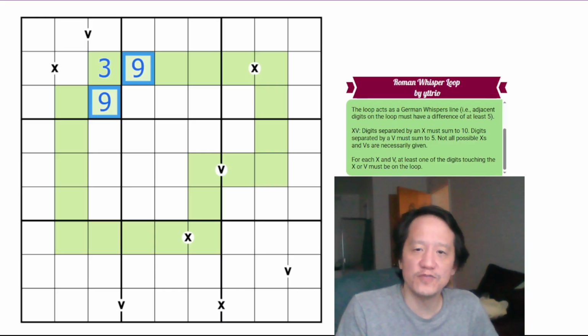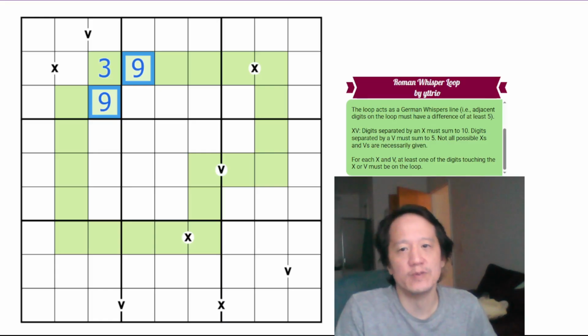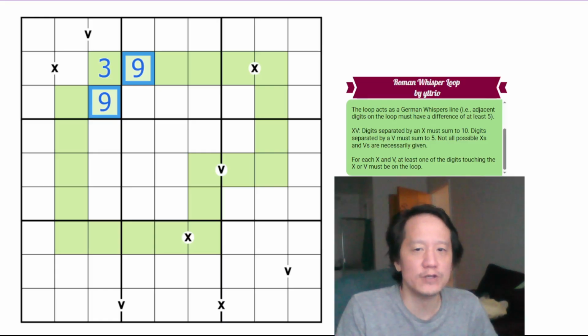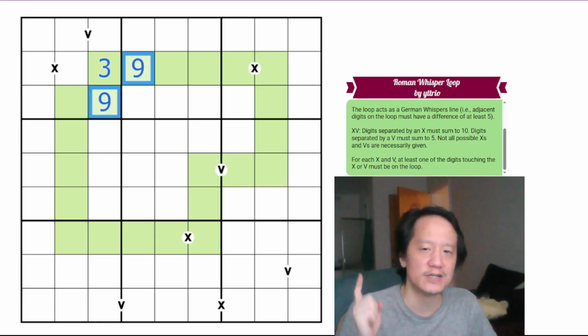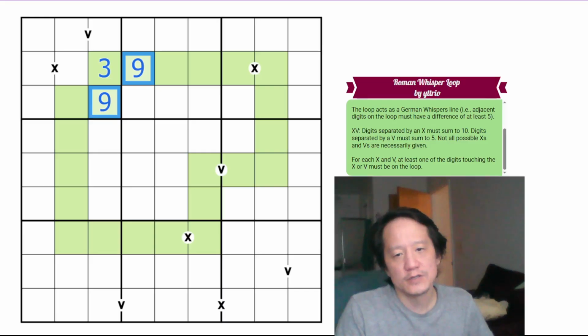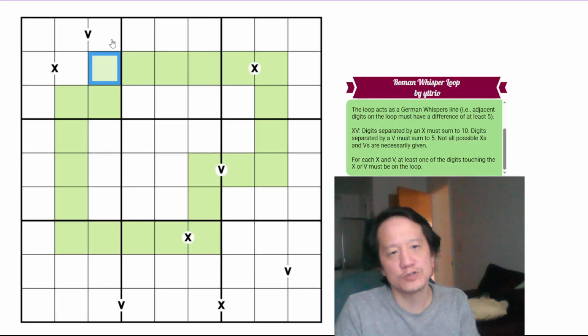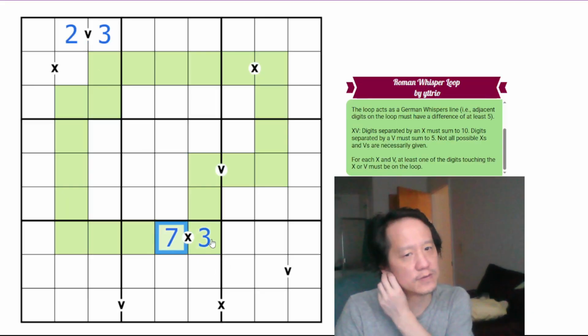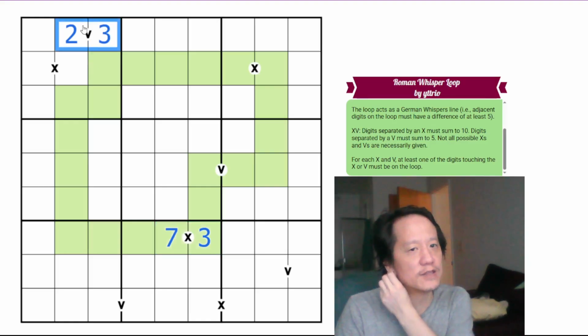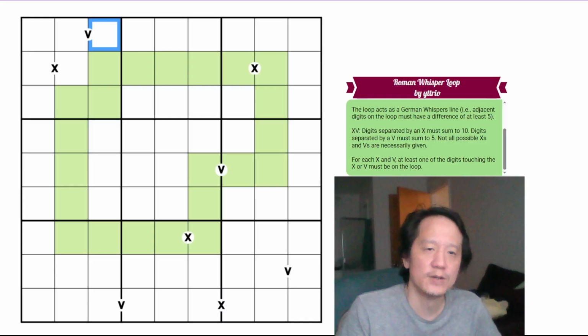And we have X and V, which are the Roman part of Roman whisper loop, because these are Roman numerals. Digits separated by an X must sum to 10, and digits separated by a V must sum to 5. And not all possible Xs and Vs are necessarily given. So, for example, if this were a 3, this would have to be 2. If this were a 3, this would have to be 7, because these two digits must add up to 10, these two digits must add up to 5. And that's an example of how XV works.